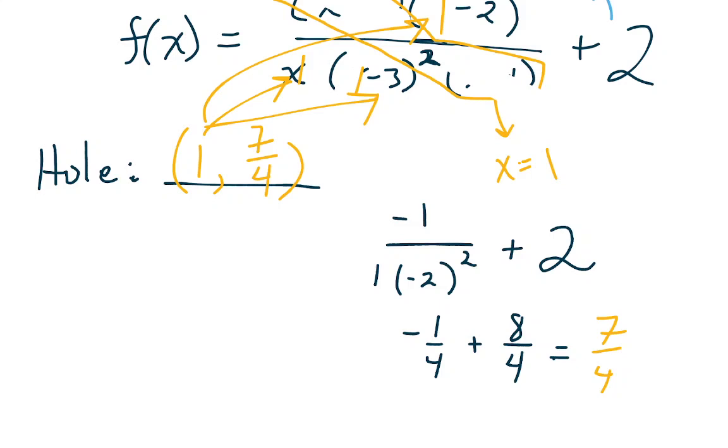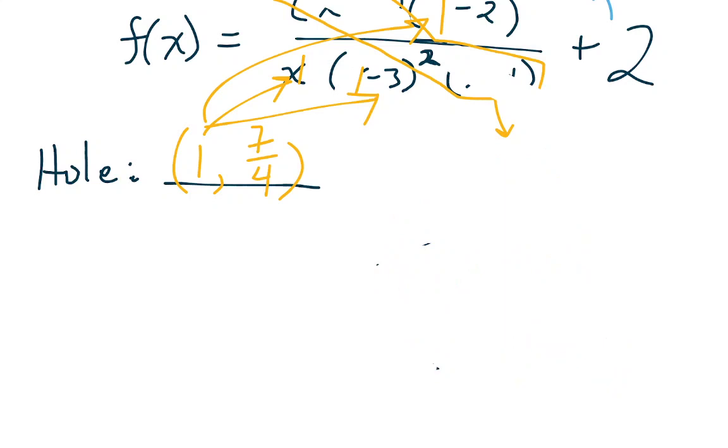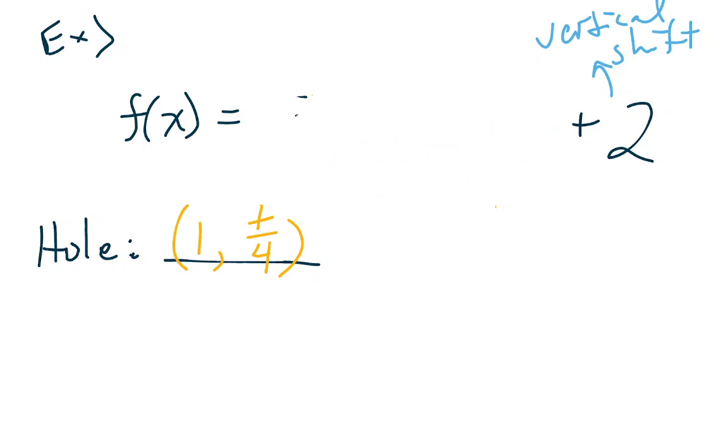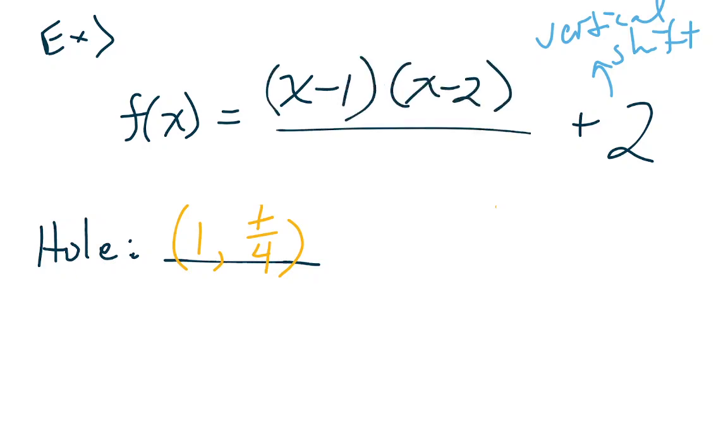I'm going to get rid of all of this notation and scribble because I want to be able to eventually have the original fraction to work with again. So maybe it'd be better if I just rewrite most of this. But we still have our hole in the graph at, of course, (1, 7/4). And we're ready to move on to the vertical asymptotes.